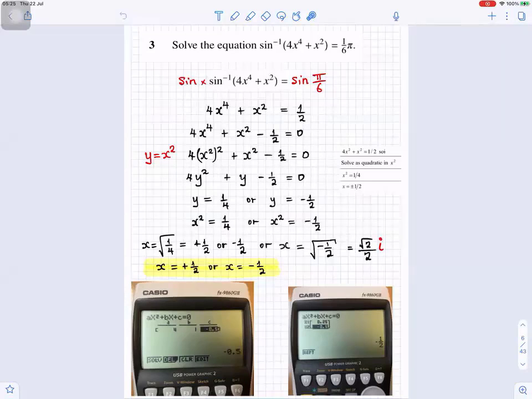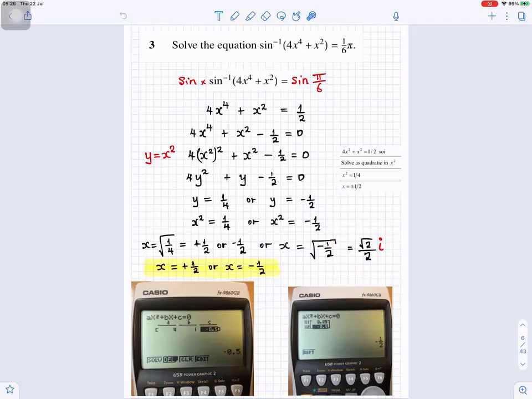Now you can put y to be x squared. So x^4 is the same as x squared squared, because 2 times 2 is 4. So this is y, so it becomes y squared. So 4y^2 + y - 1/2 = 0. Solve that in your calculator. You get y to be 1/4 or y to be minus a half. Because you put 4 for a, 1 for b, minus a half for c, and you get the two answers, minus a half and 1 over 4.